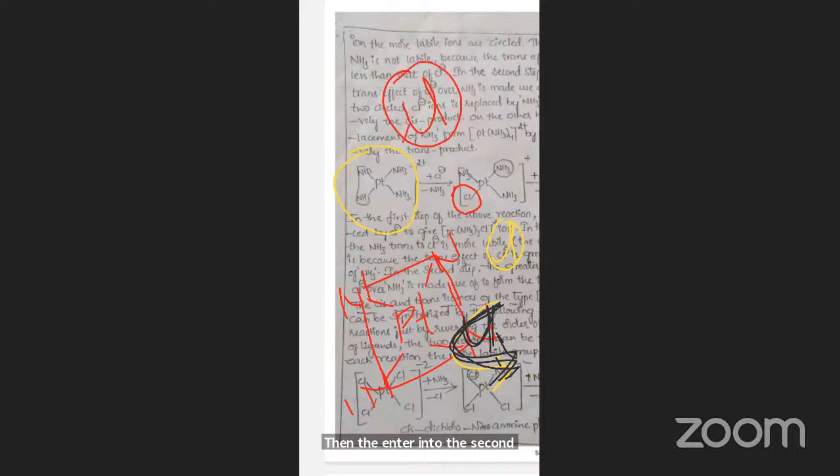Where does it go? Which position does it attack? Chlorine trans position also, that is the comparison. This Cl comes and looks there. How many positions are there? 3 positions are there. Which is the labile position? First identify the labile position. That means which is the weak position.